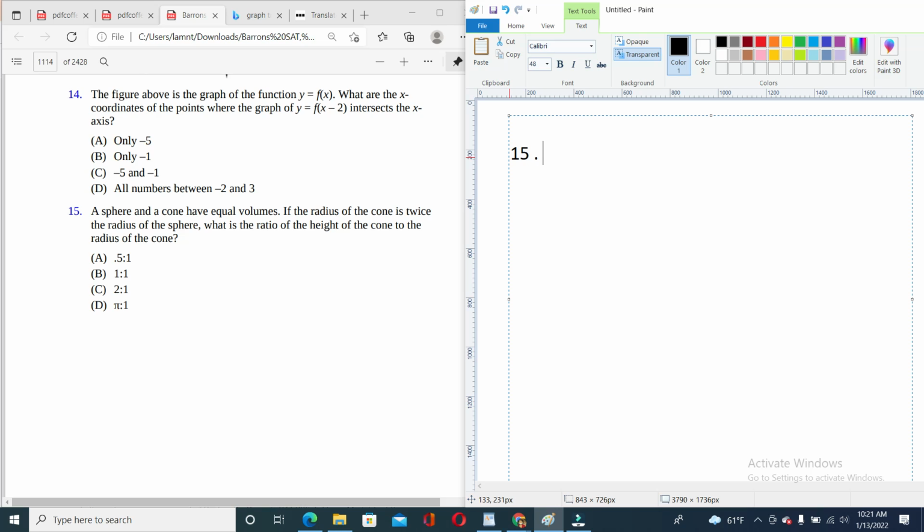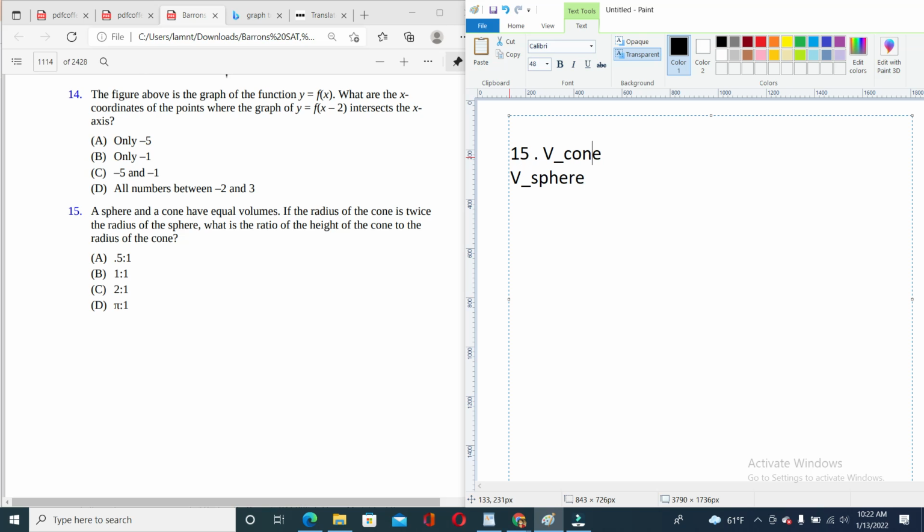A sphere and a cone have equal volume. If the radius of the cone is twice the radius of the sphere, what's the ratio of the height of the cone to the radius of the cone? Okay, so what is the volume of the cone first? Because we have to know the formula, and what is the volume of the sphere.